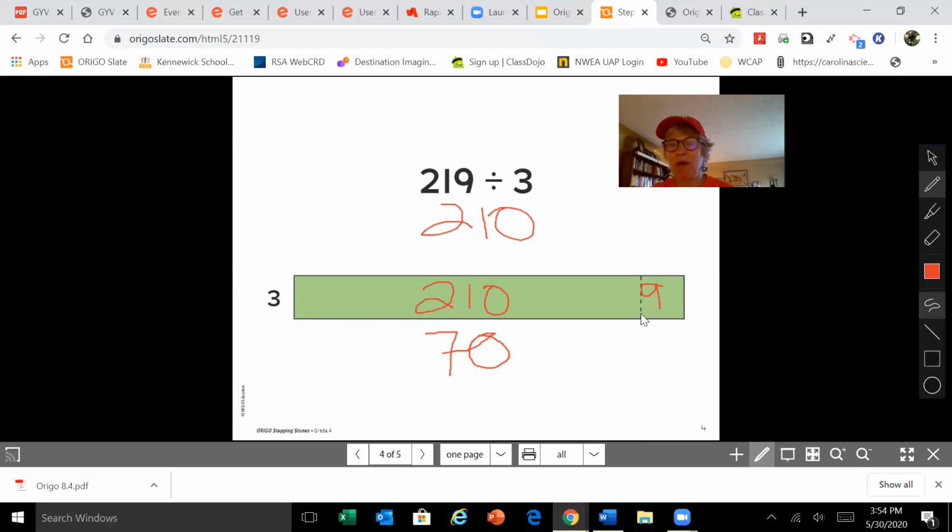And then this part is pretty easy. 3 times what equals 9? Well, 3 times 3 equals 9. So 70 plus 3 equals 73. Or another way of saying this, 219 divided by 3 equals 73. Okay, let me go on.